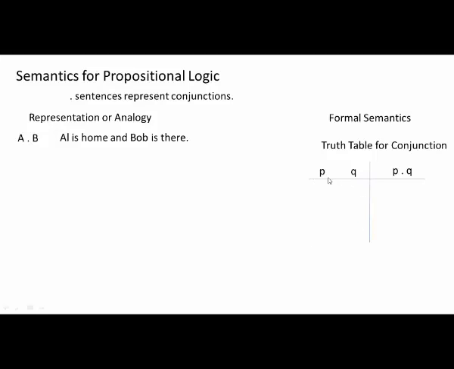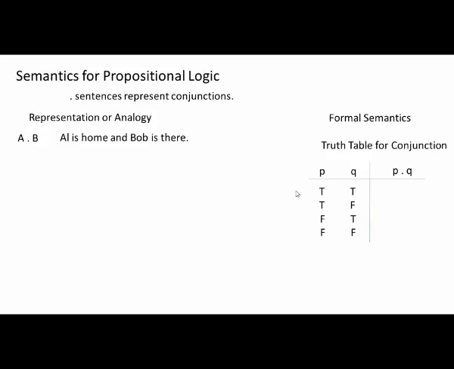Now, there's a systematic way of doing this, but for now, you should be able to see there are the following possibilities. They could both be true, the first one true and the second one false, the first one false and the second one true, or they could both be false. That's all the possibilities there are.